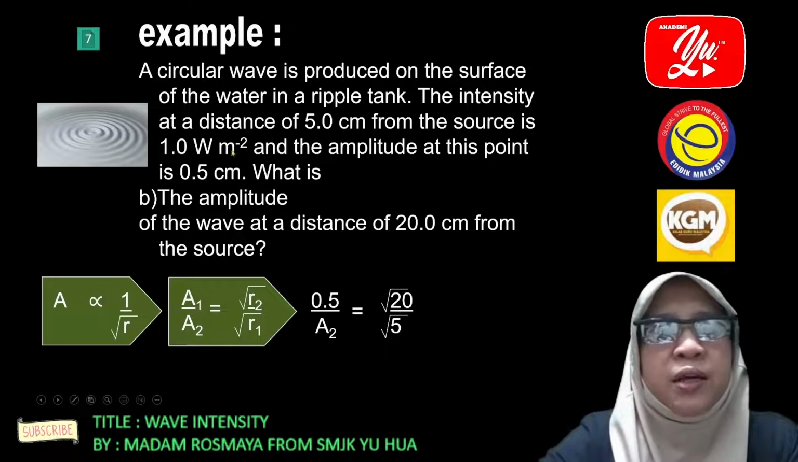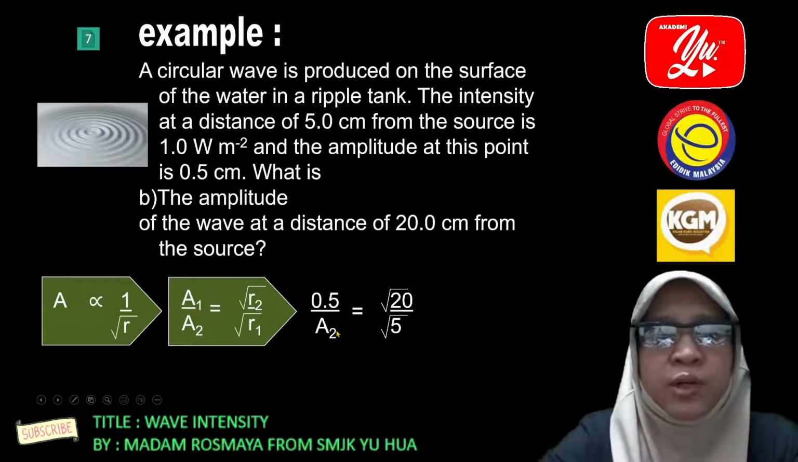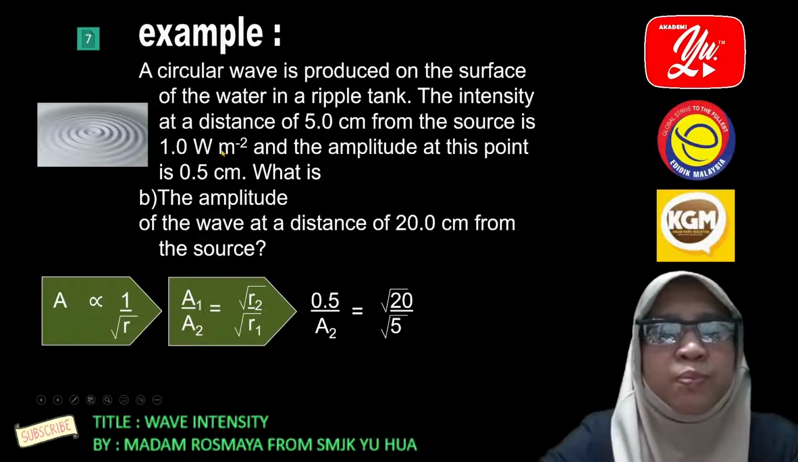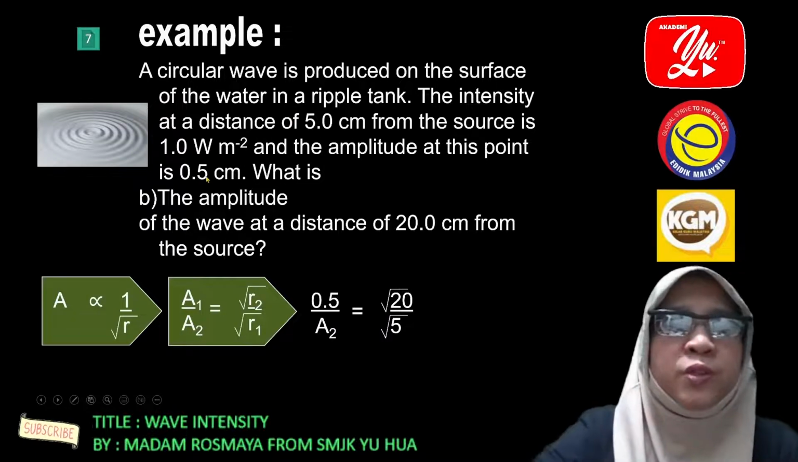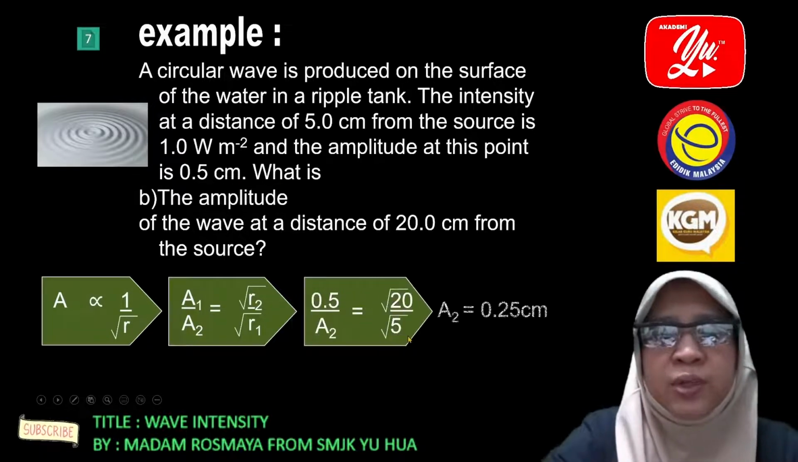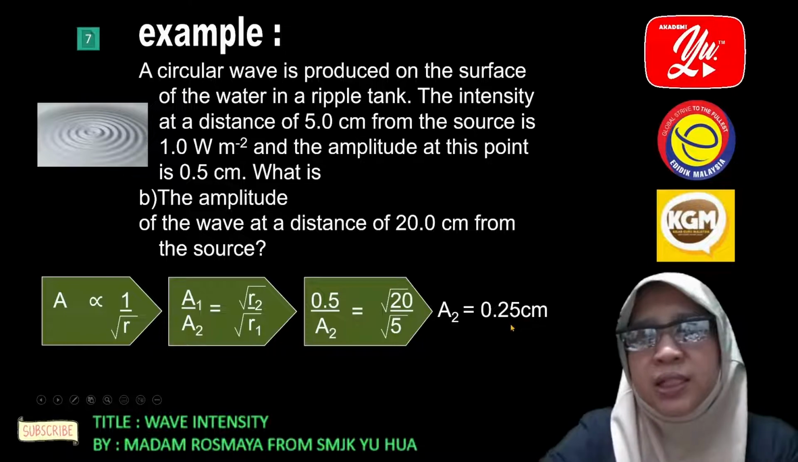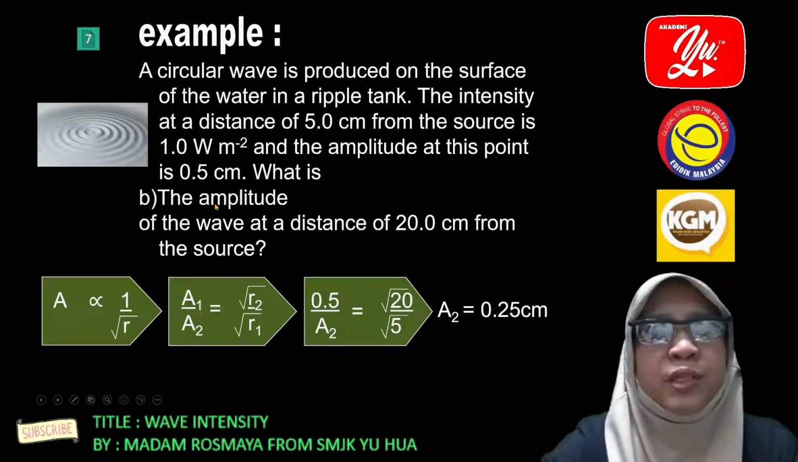For the first situation, A1 is 0.5 centimeter, the amplitude at this point. Amplitude A2 is what we are going to find, and the distance R2 is 20 centimeter. For the initial situation, with 1 watt per meter squared and amplitude 0.5 centimeter, the distance is 5 centimeter. Now we solve for A2, and we get 0.25 centimeter. So this is the answer for the amplitude.